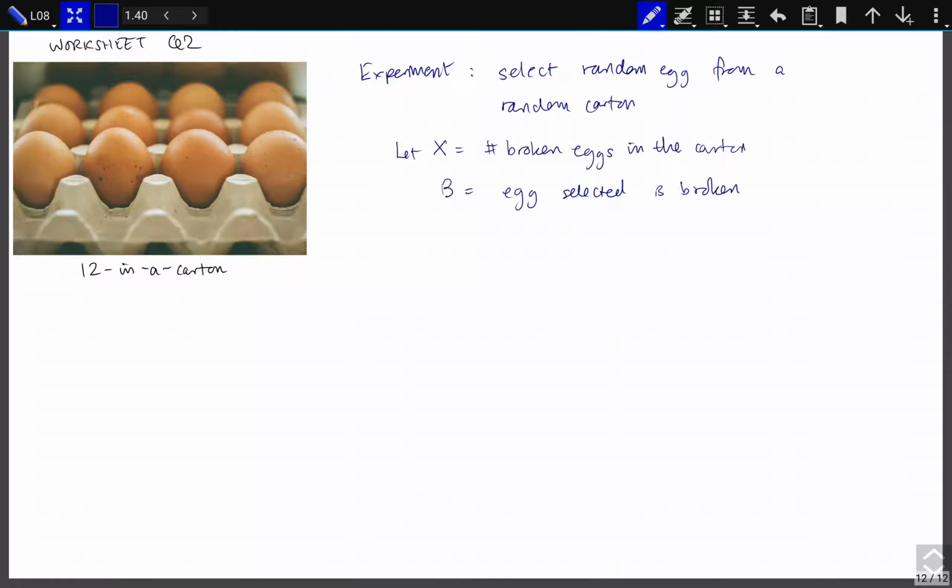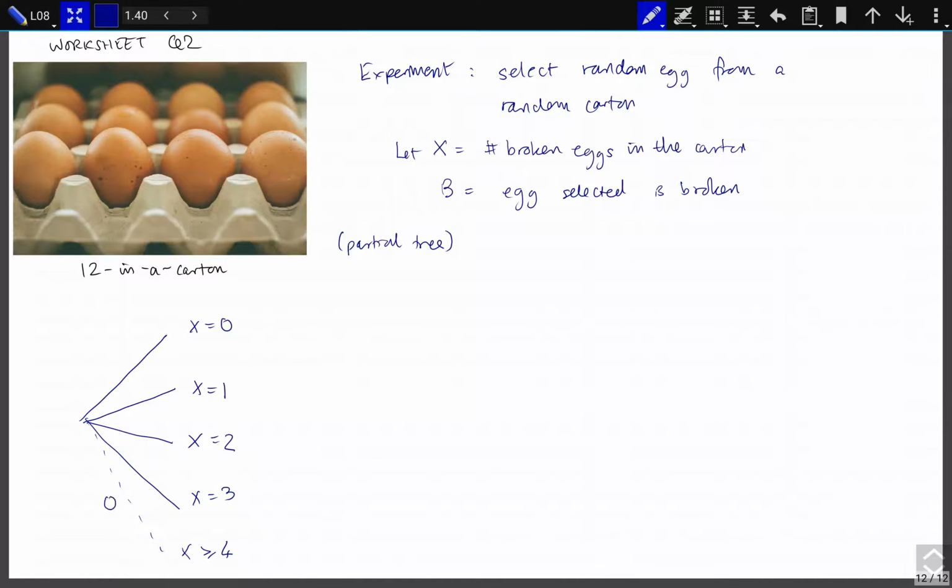So for the tree, I'm just going to draw what's known as a partial tree. The lazy man's tree, but you should draw the whole thing. So we have, firstly, that we're going to select a carton. And what type of carton? We have those with no broken eggs, those with one broken egg, those with two broken eggs, those with three. I'm going to draw a dotted line with x bigger than 4, but in the question it said it was a negligible chance. So it's not really there.